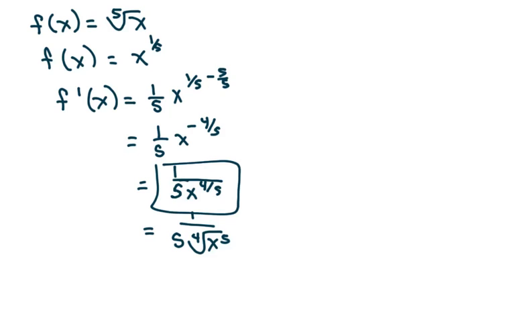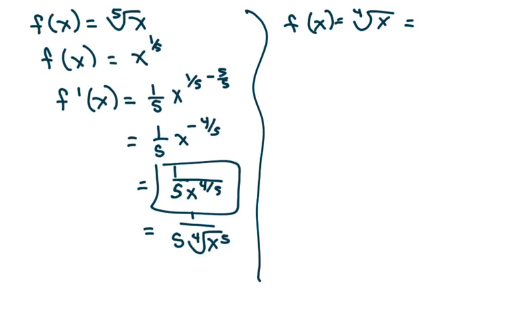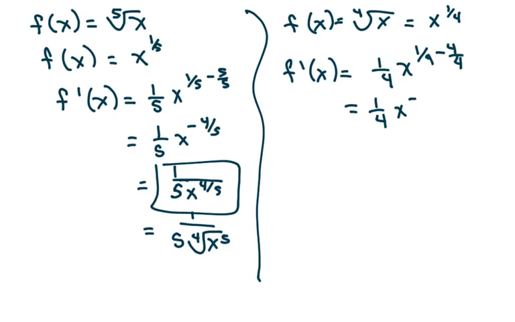Okay, let's do another one like that. We have f of x equals the fourth root of x. So I'm going to write that as x to the 1/4. So the derivative of f is going to be 1/4 times x to the 1/4 minus 1, which is minus 4/4. So that's going to be 1/4 x to the negative 3/4. And I'm going to go ahead and write 1/4. This guy goes in the denominator, so it's going to be x to the 3/4.